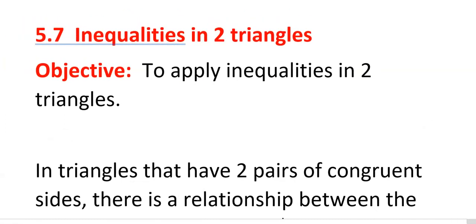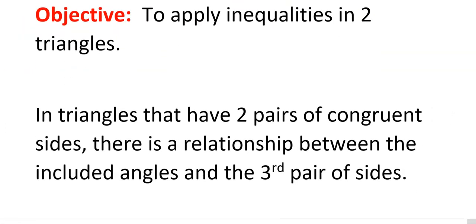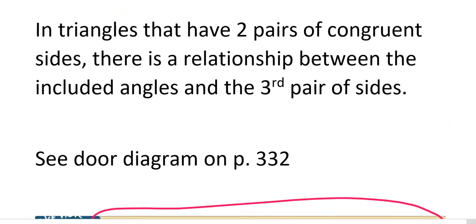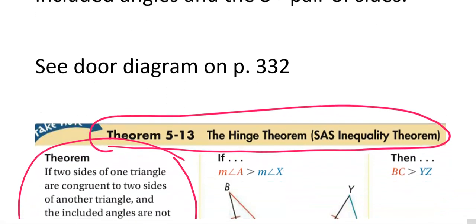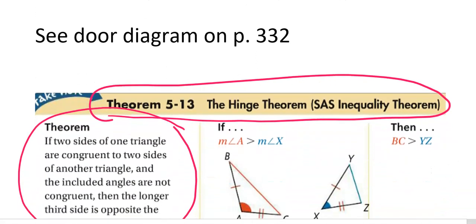Section 5.7, inequalities in two triangles. We're going to apply inequalities in two triangles. So in triangles that have two pairs of congruent sides, there's a relationship between the included angles and the third pair of sides. There's a door diagram on page 332, so let's take a look at that one.